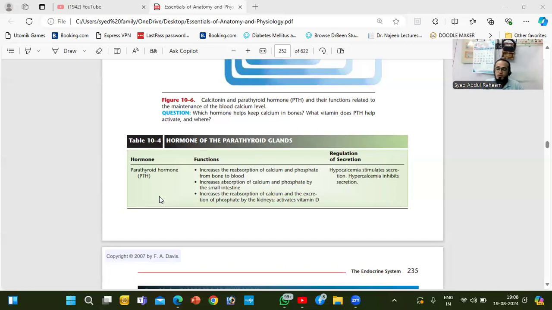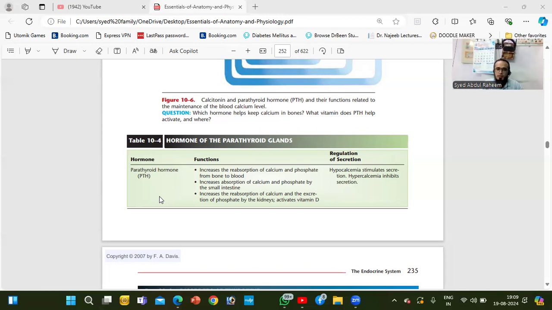So what is the role of calcium? There are multiple roles of calcium in the body. For heart pumping, you need calcium. For nerves, you need calcium. For muscles, you need calcium. So for the body, calcium is very, very necessary.